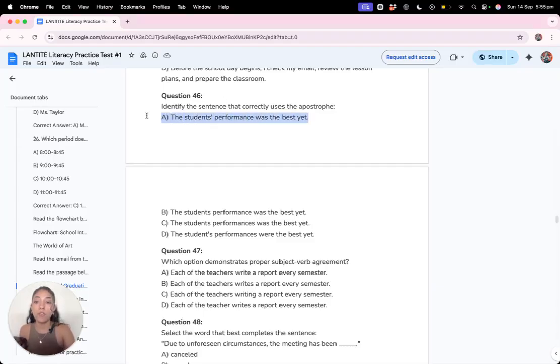This one. The students' performance was the best yet. The apostrophe is correctly used to show plural possession. So the students' with the apostrophe after the S, so belonging to the students.